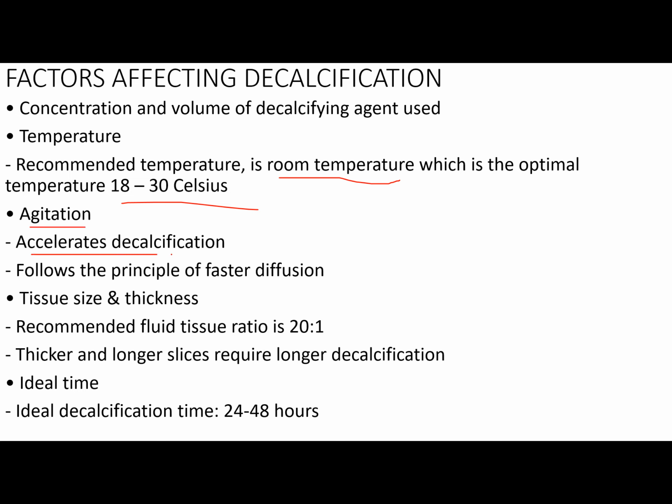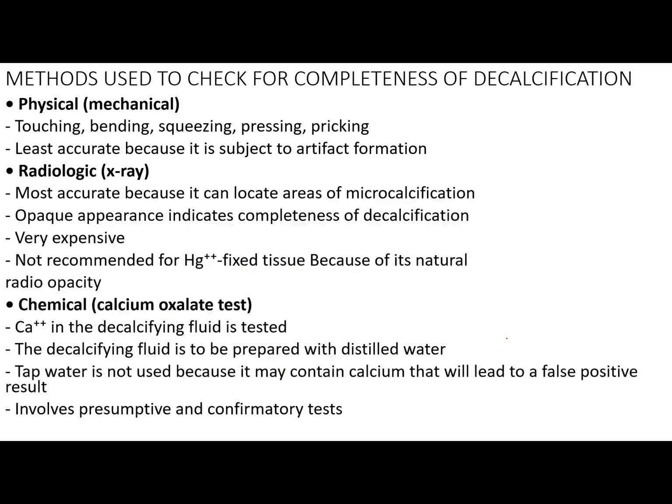Agitation, class, accelerates decalcification, follows the principle of faster diffusion. Then you have to also consider the tissue size and the thickness. Recommended fluid to tissue ratio is 20:1. Thicker and longer slices would require longer decalcification. Ideal decalcification time, class, is 24 to 48 hours, 1 to 2 days.